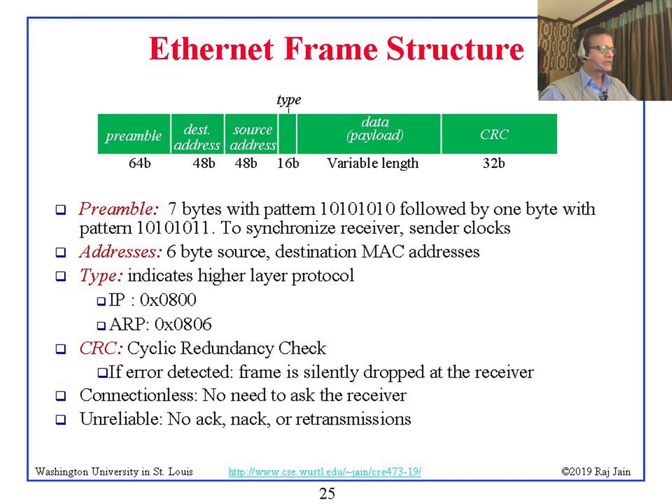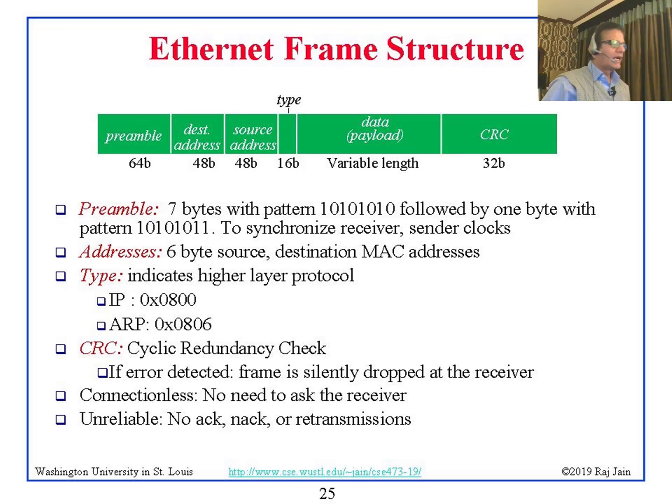Switched local area networks. So we will talk about Ethernet frame structure. So Ethernet has, just like TCP and just like UDP, a header format that we will discuss, and this header format is shown here. First, there is 64-bit of preamble.